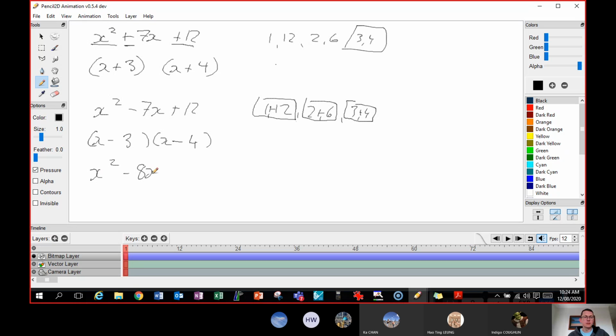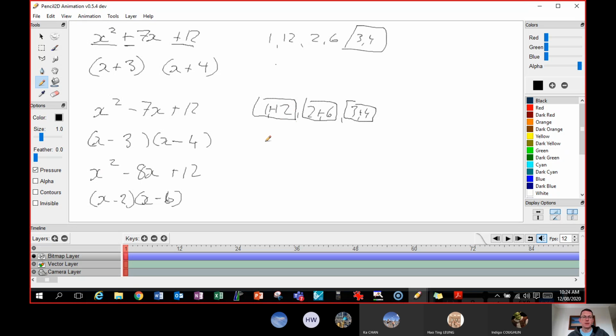Minus 8x plus 12. This one, x squared, so x and x, positive term, but this is negative. They have to be negative. Factors of 12 that they need to add to give me an absolute value of 8 would be 2 and 6, because that would give me negative 2x. That would give me negative 6x. That gives me a total of negative 8x.